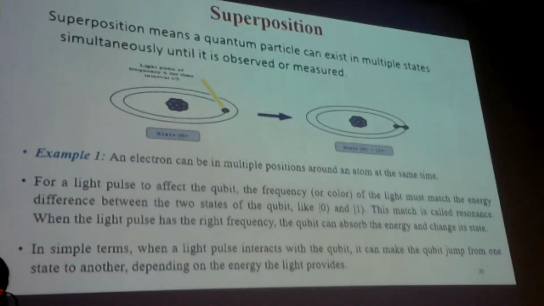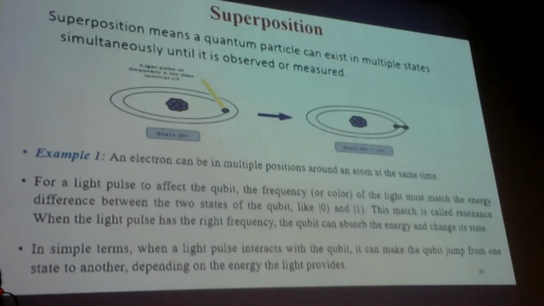It means a quantum particle can exist in multiple states simultaneously until it is observed or measured. Now, I'm giving you two examples. One in the form of an electron, so that the electronics people can understand, even from the computer science point of view, or in general. An electron can be in multiple positions around an atom at the same time.